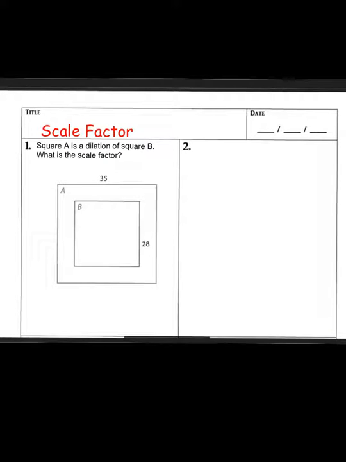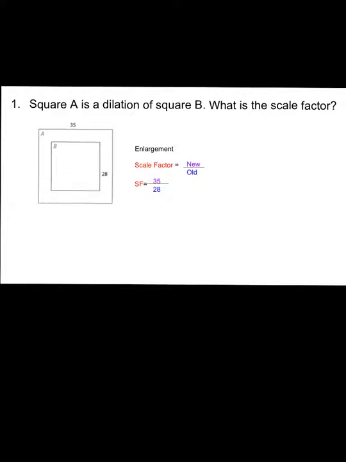Okay, let's go ahead and move forward to the notes section of the GeoBook. Go ahead and open to the next available page and title it Scale Factor. Copy the question and copy the diagram. For question 1, we have that square A is a dilation of square B. What is the scale factor?